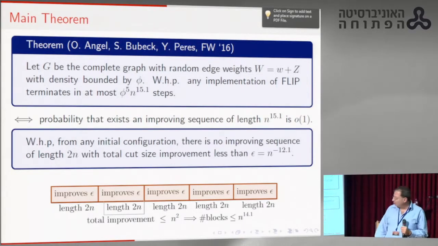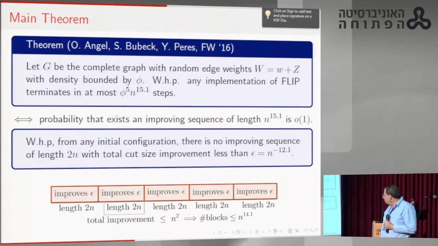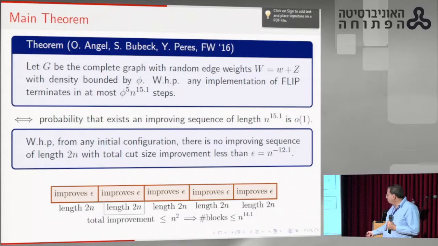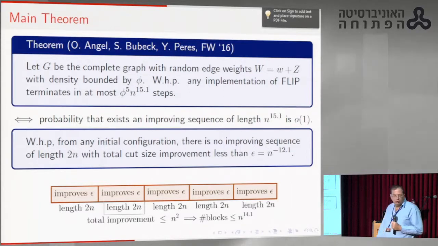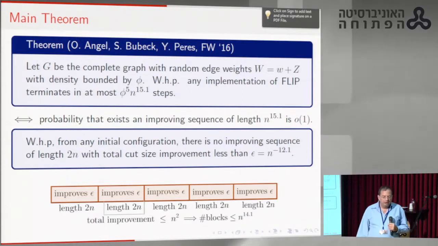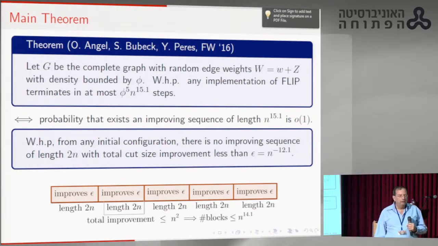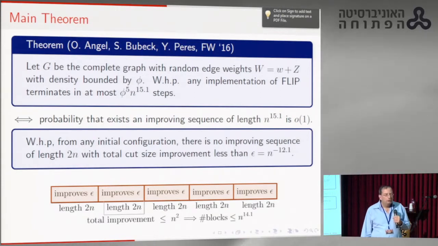Very soon we reach a roadblock for that approach. So how does one prove this? It is to divide time into blocks of length 2n, and show that in any such interval you'll improve by at least epsilon.